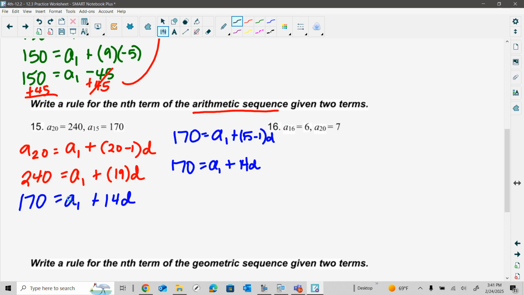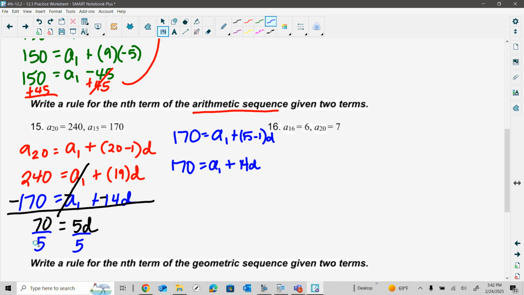Right now I can't eliminate the a sub 1s because they're both positive. I need to make this negative, so I have to multiply by a negative 1. So basically, that makes this a negative, negative, and a negative. Okay. Now these will cancel. Now I can solve for d, because this is basically 19 plus a negative 14d is going to leave me with 5d. Here, this is going to leave me with 70. Okay. And then I'm dividing by 5 to get my d, my common difference.